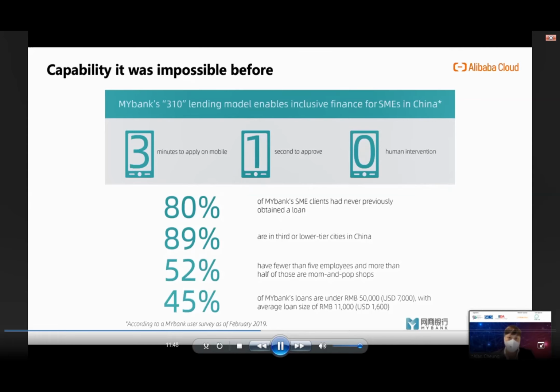The other one is a company called NY Bank. NY Bank is within the Alibaba Group. It does business to do finance for SMEs, the small and medium enterprises in China. They have a framework they call 310, which is 3 minutes to apply for the loan, 1 second for approval, and 0 human intervention. It was not possible in the past, and it achieved Bank of the Year last year for NY Bank in China.